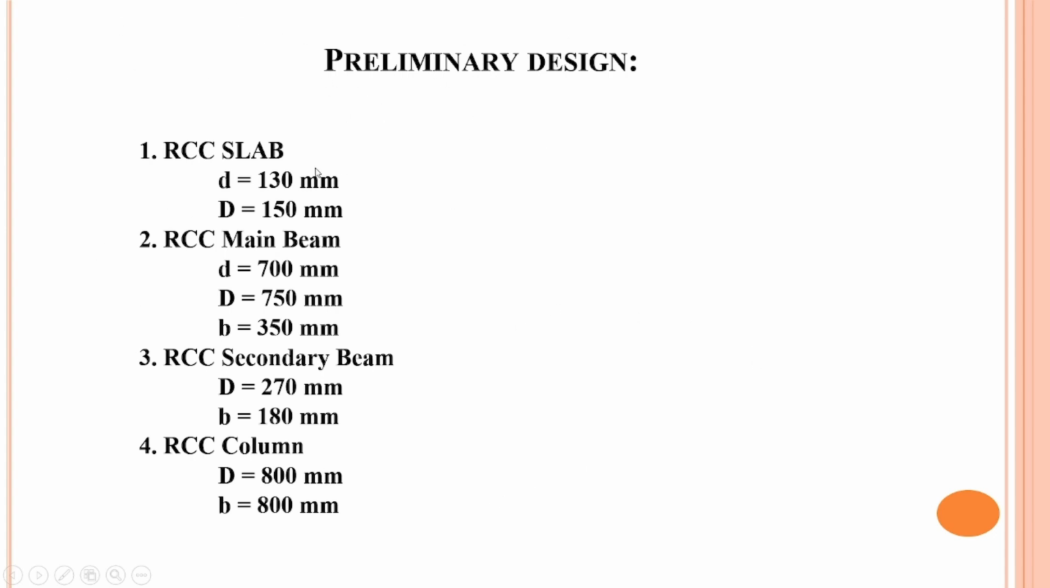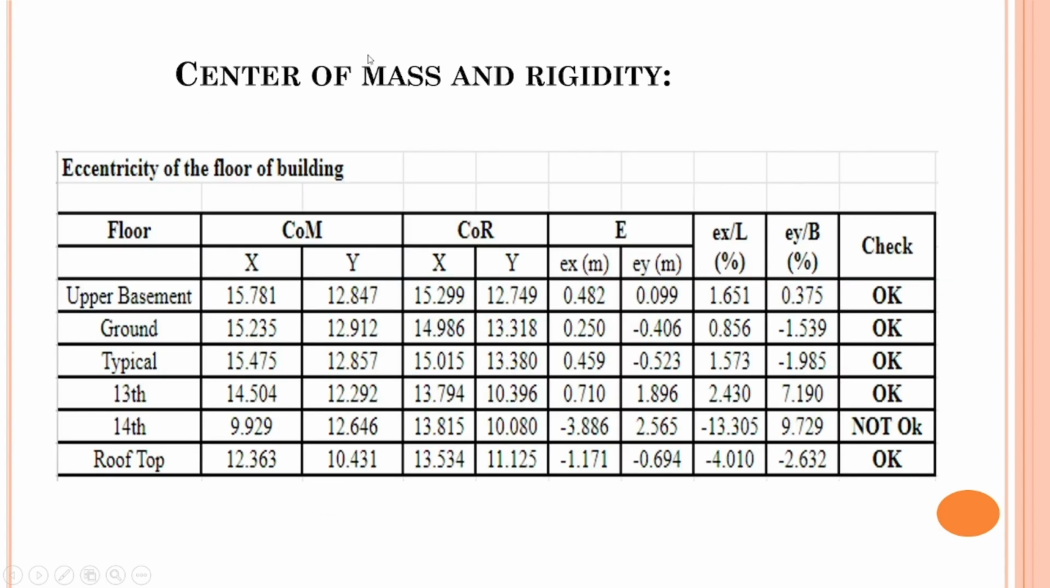We already discussed how to calculate this preliminary design in the previous video, and you can follow through the link in the description: main beam depth, overall depth, width of the secondary beam, column width and depth, and the center of mass and rigidity you have calculated. For each floor you have to show the center of mass, rigidity, and eccentricity, and then check whether all is okay. If not, go to the link in the description to see why.